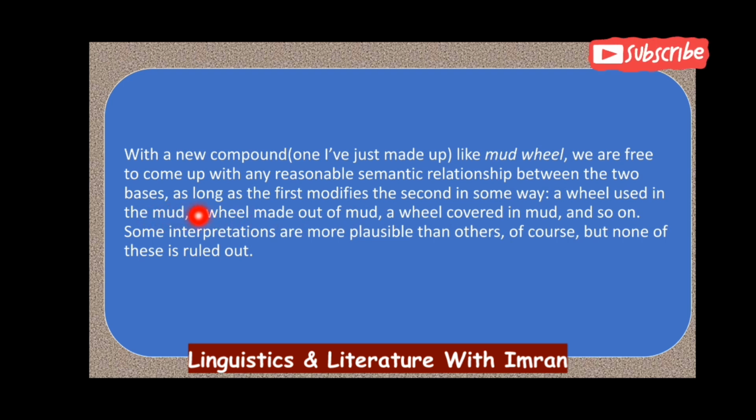So we can say a wheel used in the mud, or we can have an interpretation like a wheel made out of mud, or we can say a wheel covered in mud. So we can have different interpretations as long as mud is used as a modifier and shows a relationship with wheel, and so on. Some interpretations are more plausible than others, of course, but none of these is ruled out. All interpretations are correct, but one might be more appropriate than another, right?